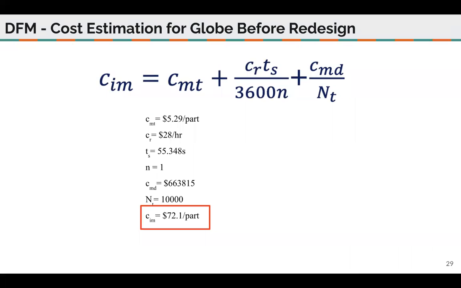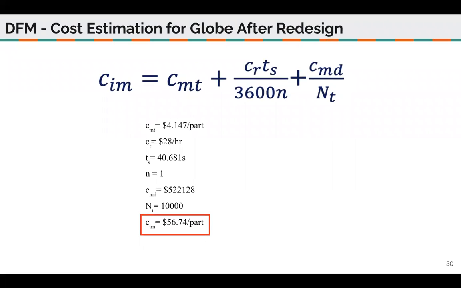Here you can see the cost estimation that we did for the globe before our new redesign. We came up with $72.10 per part. Then after our new redesign, our part cost was $56.74 per part, which is a significant decrease in cost.